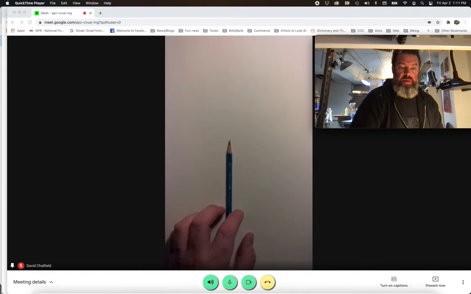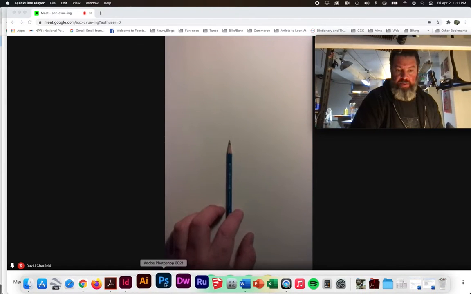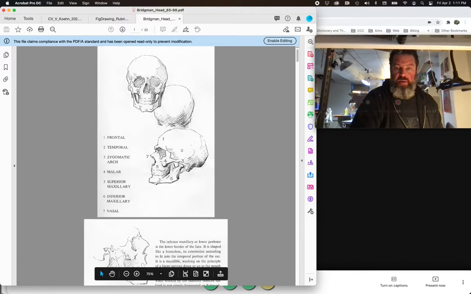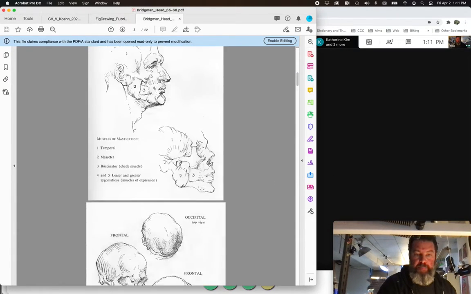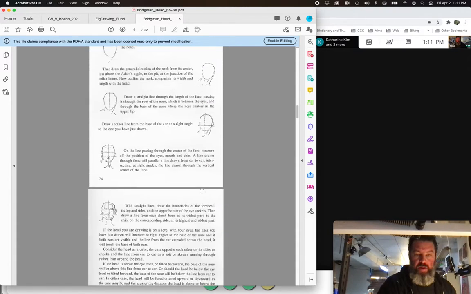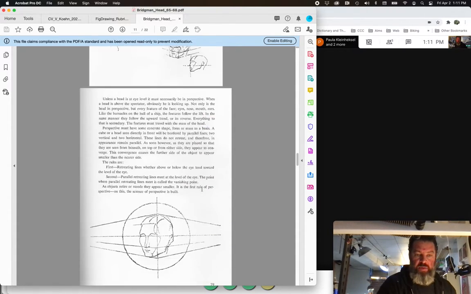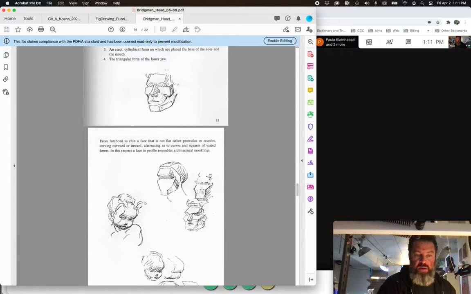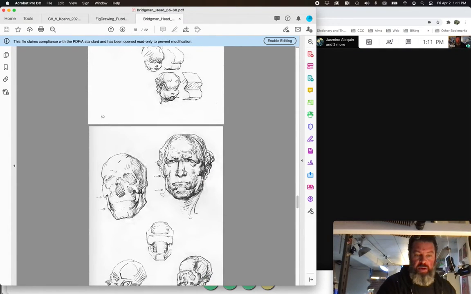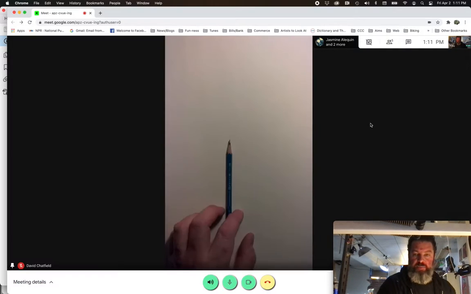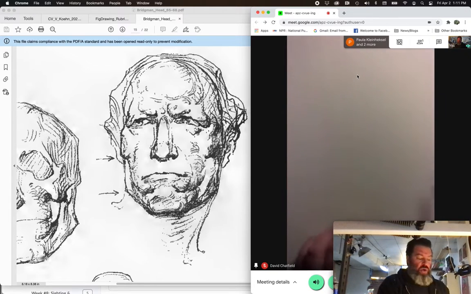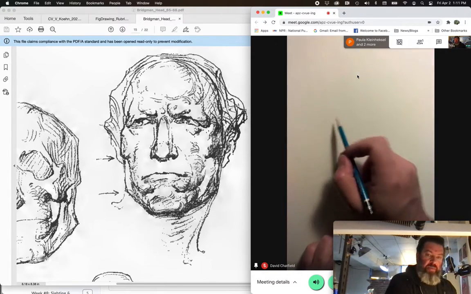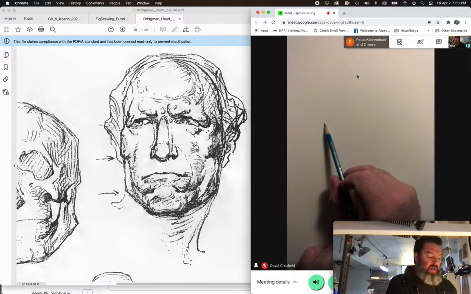So let me pull up a face that I can look at. Here we go. So, as you draw your cube, and again, I've mentioned a couple anatomical markers.